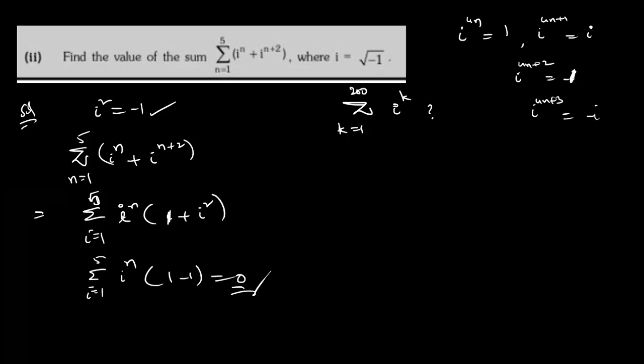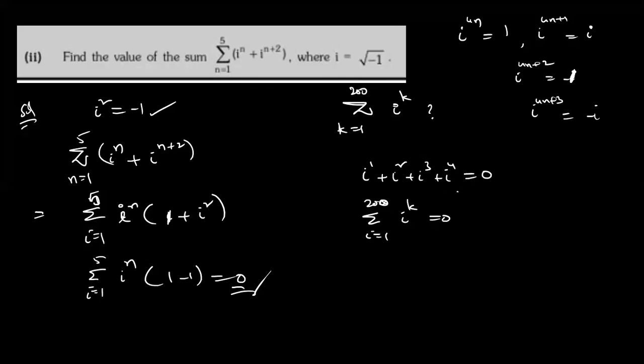Now, so this one, see: i power 1, i square, i cube, i power 4 — the sum is always 0. Getting? So like that, sigma i^k, k running from 1 to 200, means how much? What is the value? 0. So please remember this case, this formula.